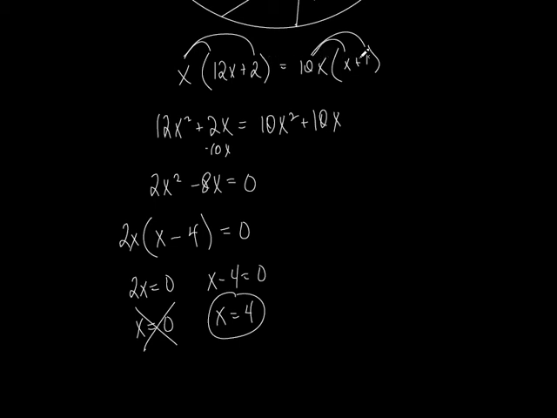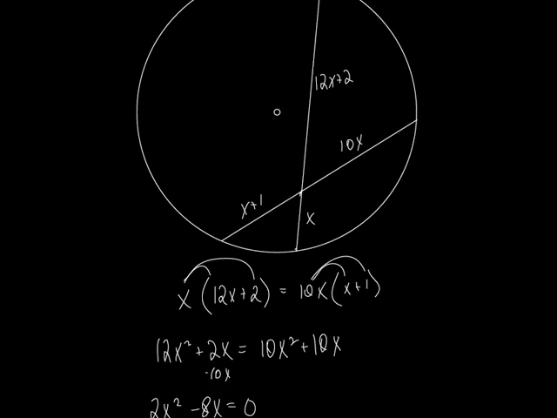So 0 equals 0. So 0 is a solution, but it's not going to be one of our answers because we're trying to find specifically the length of a line segment. So I'll never use 0 and I'll never use a negative as an answer for a line segment. Does that make sense? All right.